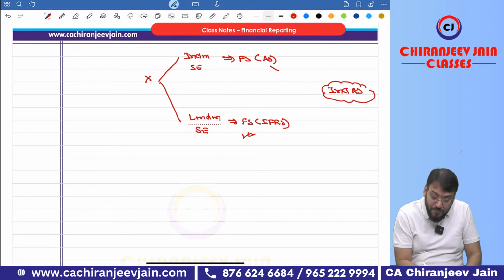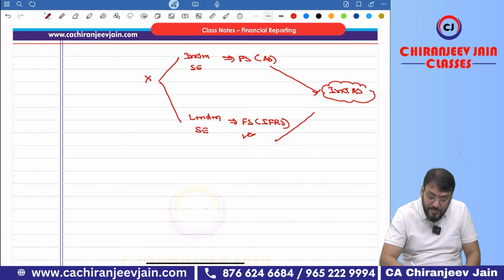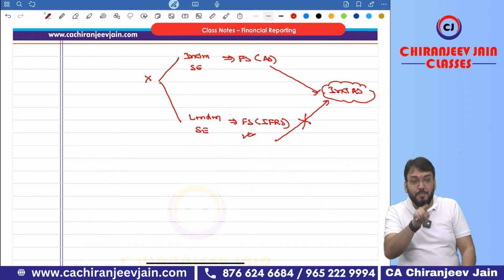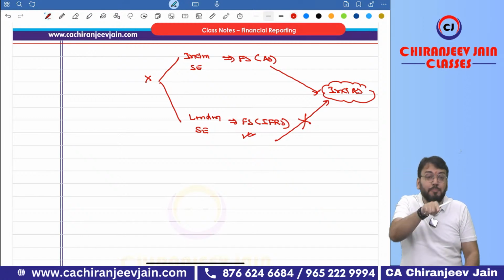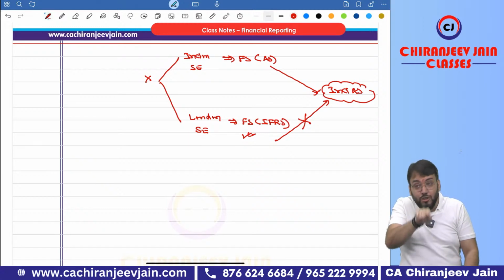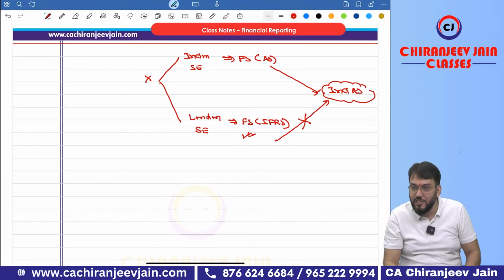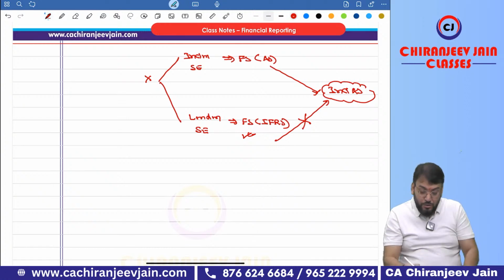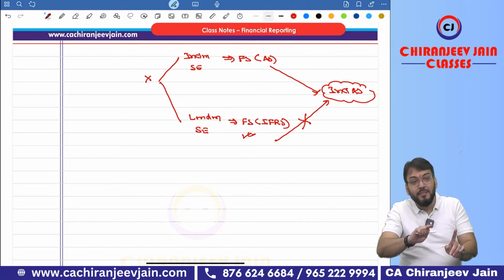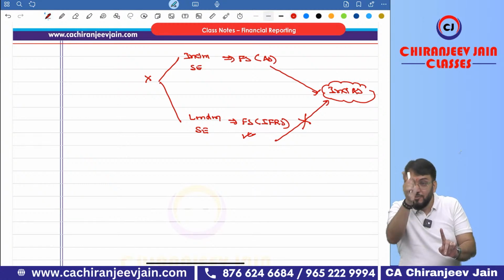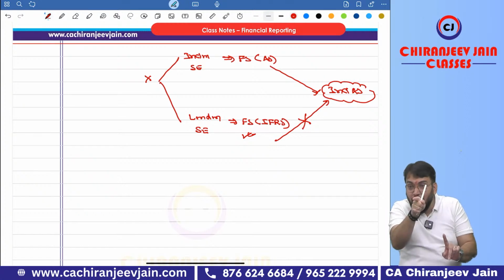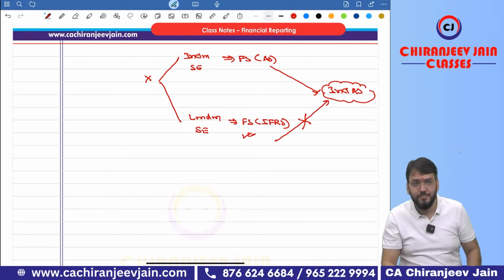No. You need to change the financial statement from AS to Ind AS. You cannot change the financial statement from IFRS to Ind AS. Whenever you adopt Ind AS, you are changing the financial statements which were already prepared as per the existing accounting standard to Ind AS. Got this point? Correct. So you can't change your financial statement from IFRS to Ind AS. You need to change from AS to Ind AS.